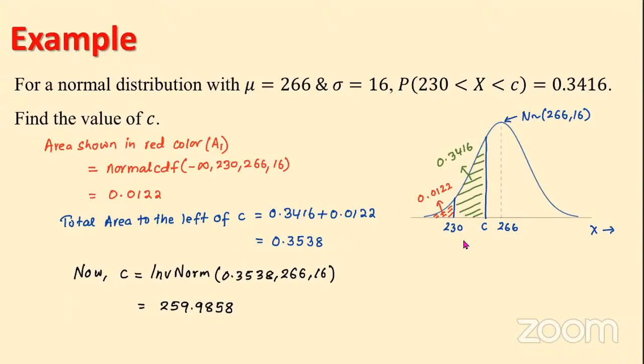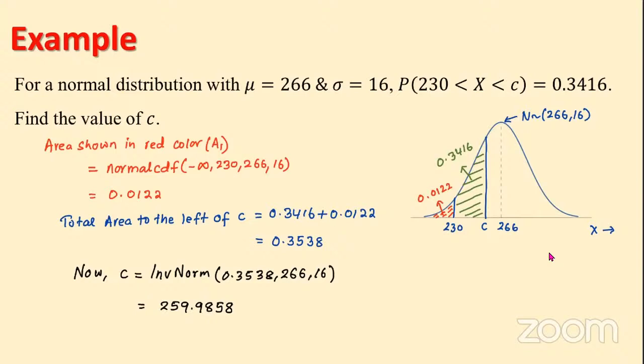So one more time, remember, if we have to find the value of C or something like this, which is along the x-axis, what you have to do is find the total area to the left of C. Once you calculate the total area to the left of C, you can use inverse normal to determine the value that lies along the x-axis in the distribution given. Okay, that is our first example.